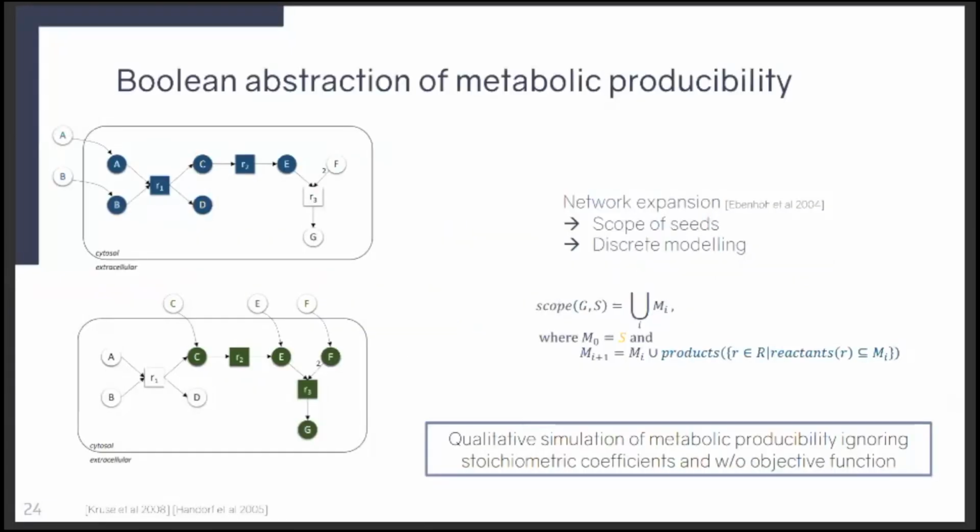So what we do is the Boolean approximation of metabolic producibility. Remember the metabolic networks? So the circles here are the metabolites, the squares are the reactions. And here you have twice the same metabolic network.